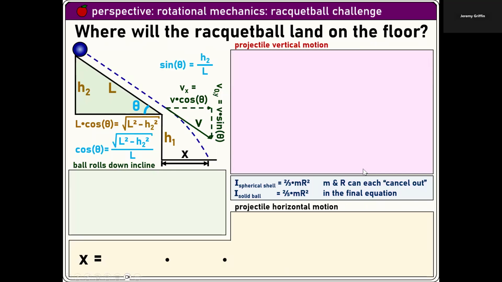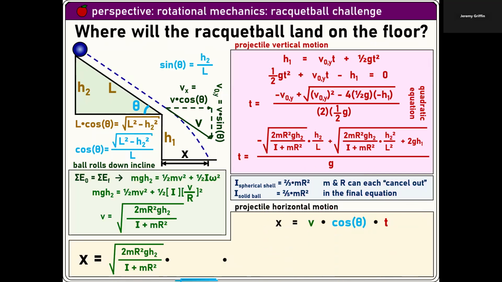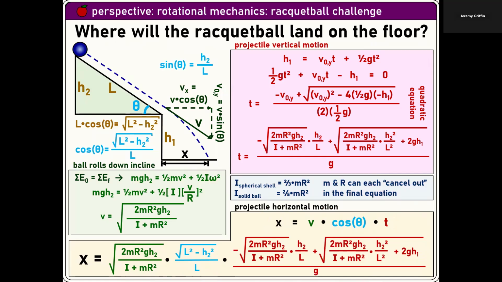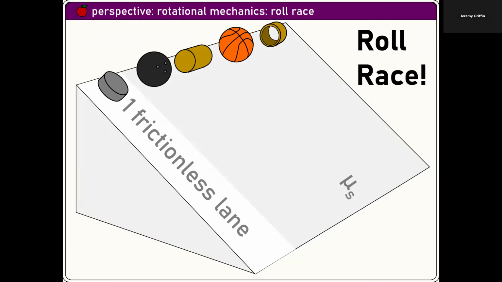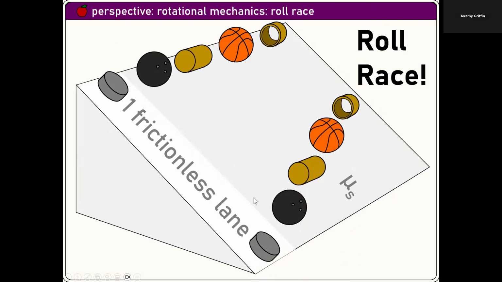Do you remember the racquetball challenge? You all figure that out. The AP roll race. All right, who wins the race? Yeah, the frictionless hockey puck wins the race.